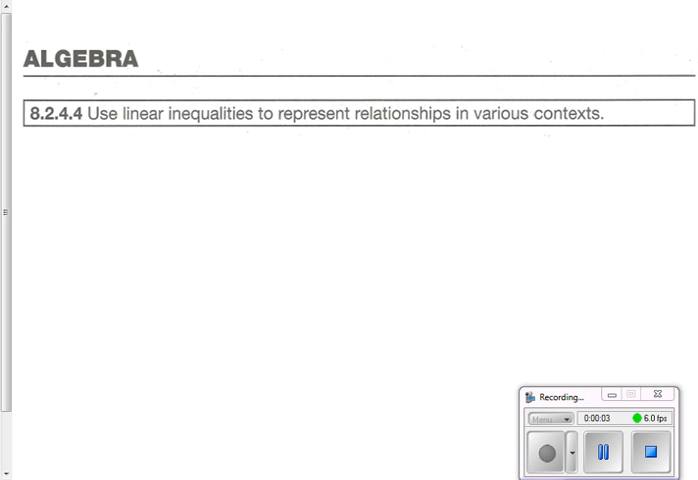Standard 8244: use linear inequalities to represent relationships in various contexts. Remember, inequalities here are basically mathematical sentences using your comparing symbols, the four comparing symbols that we've talked about.